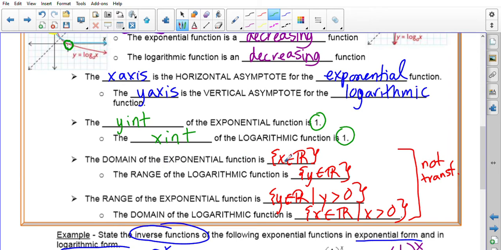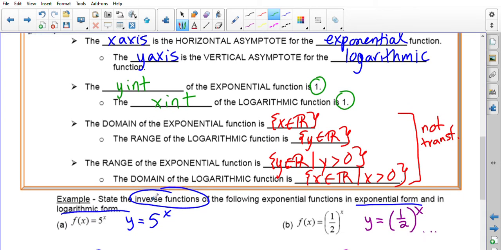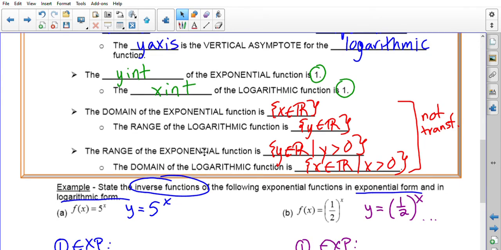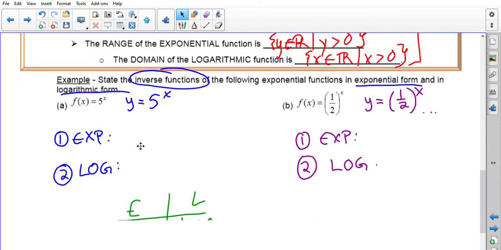The domain of the exponential function is x ∈ ℝ, and the range of the log function is y ∈ ℝ. Again, we're assuming these exponential functions are the parent functions with different bases and not transformed. The range of the exponential function is y greater than 0, and that becomes the restriction for the domain of log, where x must be greater than 0. All right, so let's get into practicing some examples.